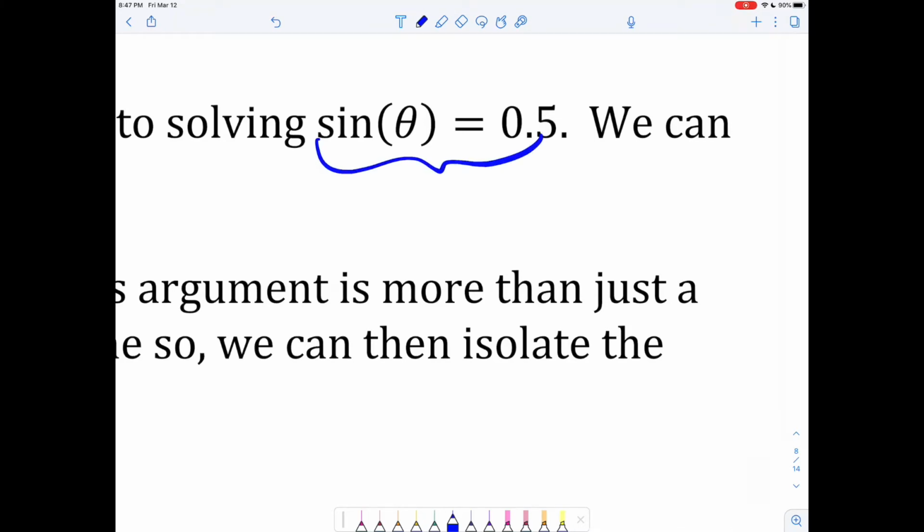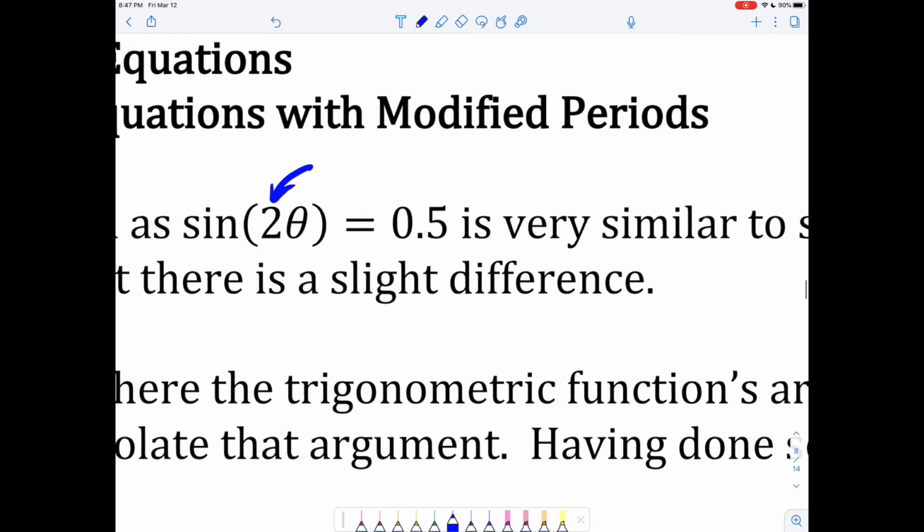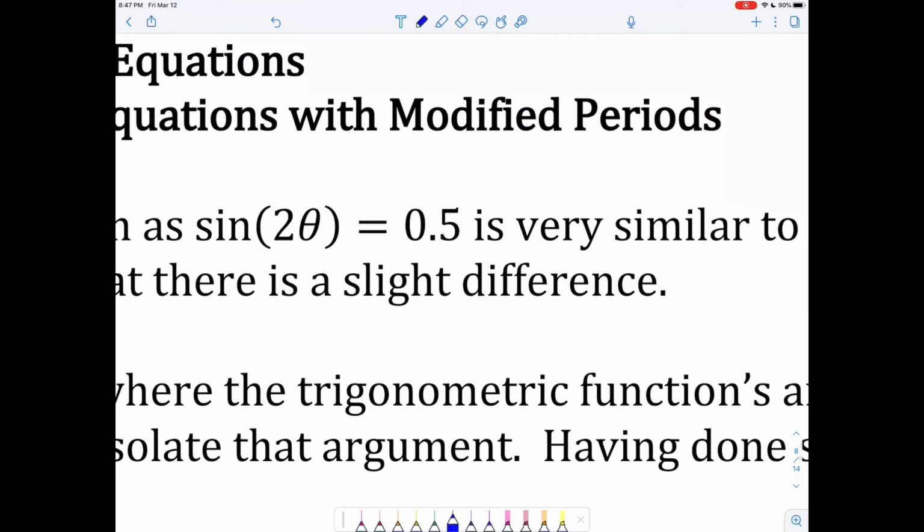As with any function to solve, we want to isolate the argument itself, everything inside those brackets, and then we can solve for the variable from there. So hereabouts, we want to isolate what's in these brackets. So we'll isolate 2 theta, and then once that's isolated, we can finish off by dividing by the 2 and isolating the theta. There is one other little bit of a trick.